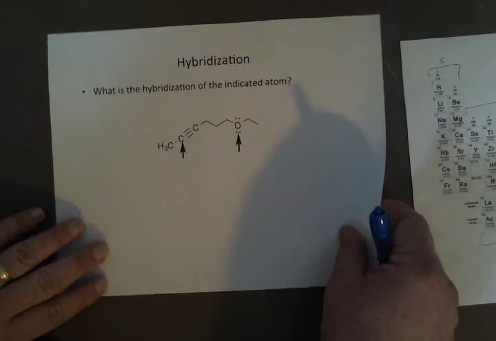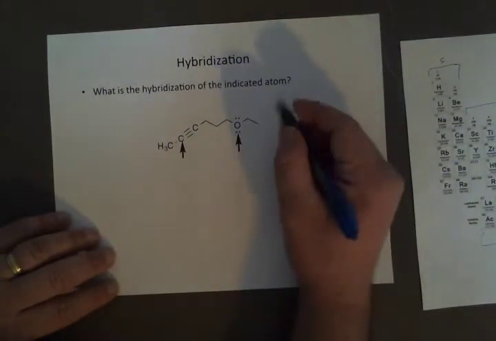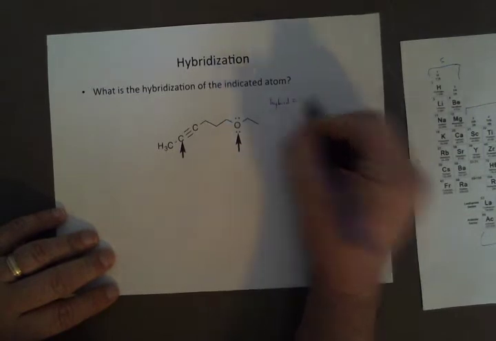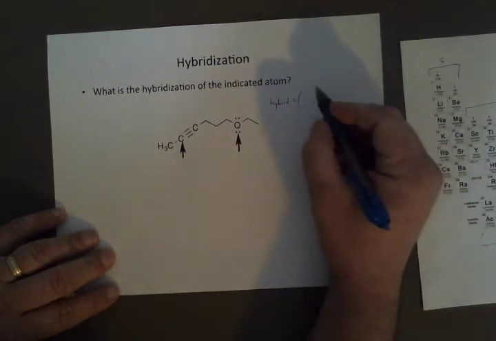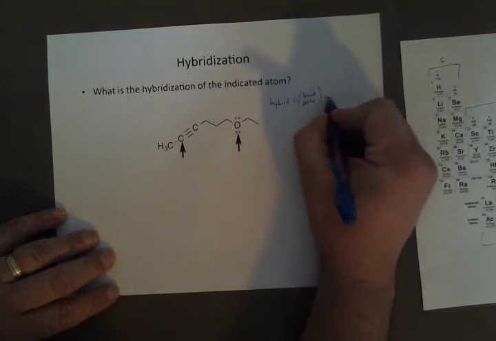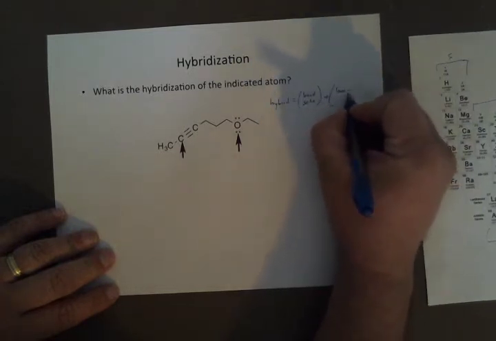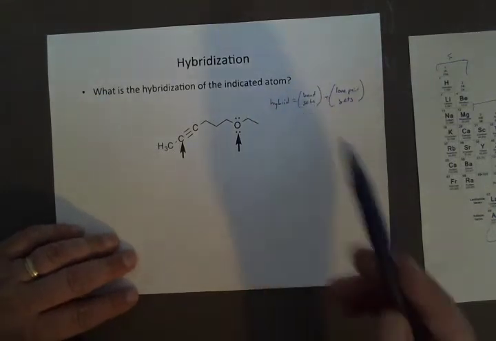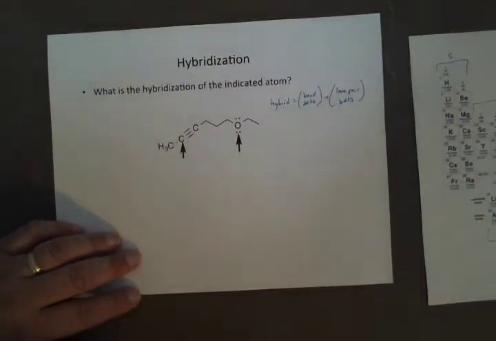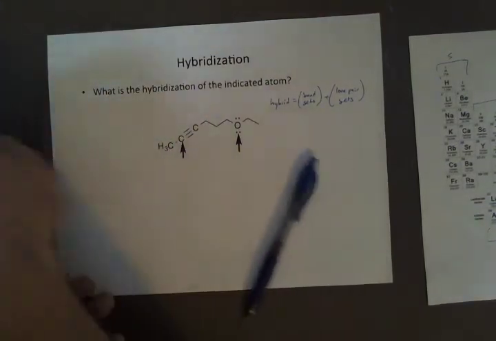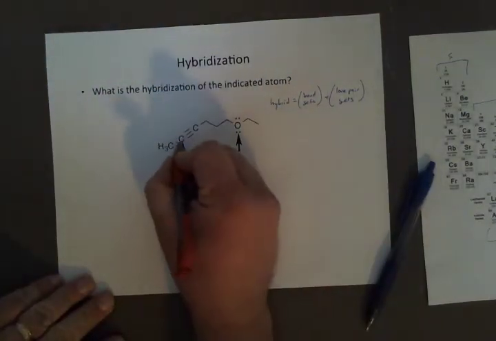Next up, hybridization. Remember, the hybrid equals bond sets plus lone pair sets, and that's going to give you how many letters you have to deal with. You always start with S, and then you add P's to get how many letters you need. So for this one, how many bond sets does it have? It has 1, 2.